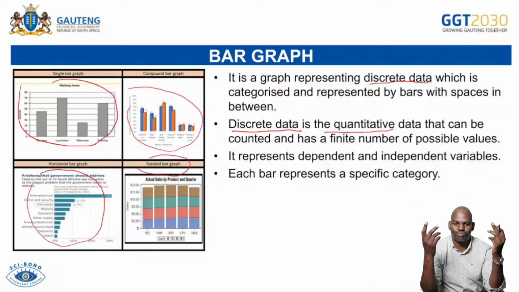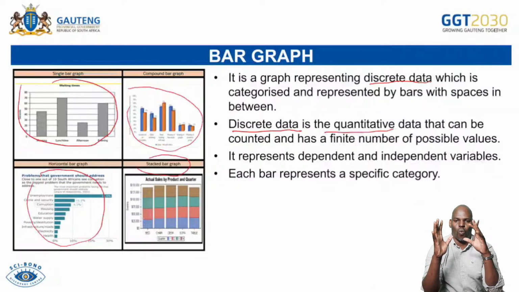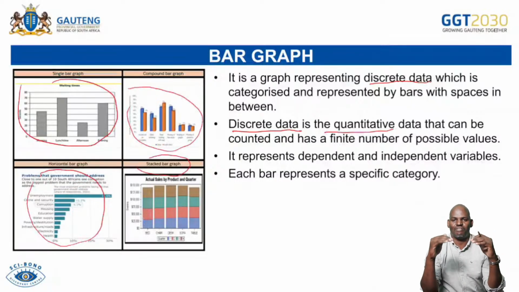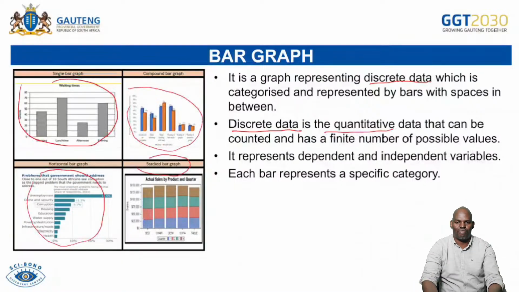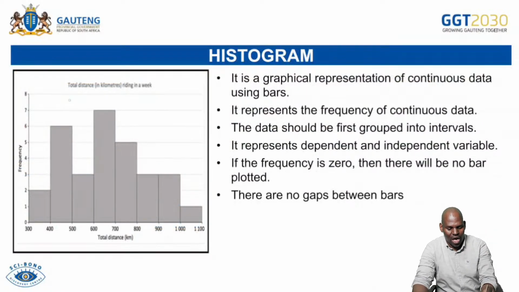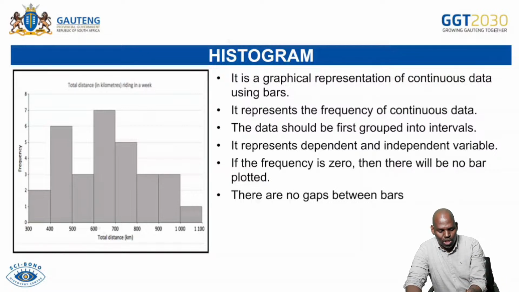So the bar graph is one of the graphs that we must learn in data handling. But under bar graph, we also get different types of bar graphs. And then of course the histogram. This is how a histogram looks, and most learners confuse the histogram with the bar graph. But remember, a histogram is a graphical representation of continuous data.